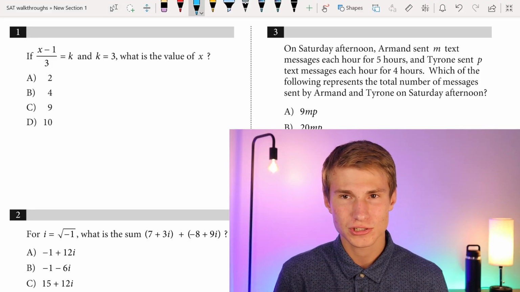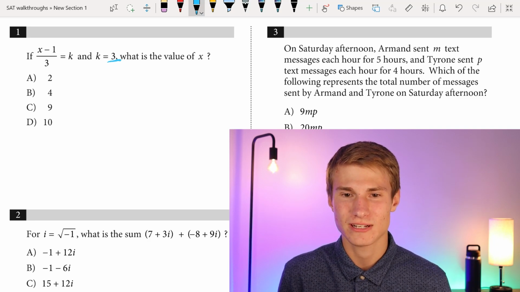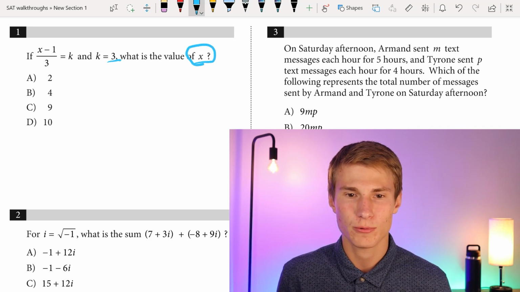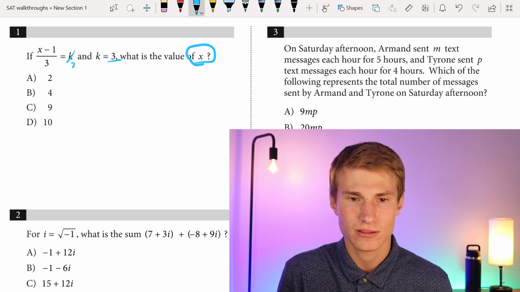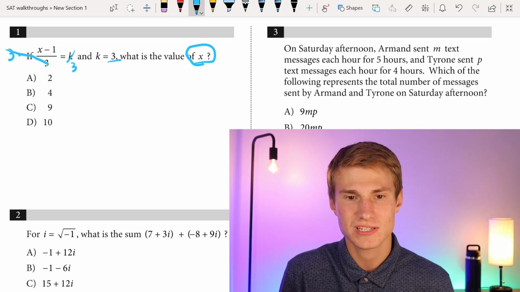All right, so if we take a look at question number 1, we have if x minus 1 over 3 equals k and k is equal to 3, what is the value of x? So in this case, all we got to do is solve for x. So we'll go ahead and plug in 3 for k. From there, we want to get x isolated. So to isolate x, we're going to multiply each side by 3.